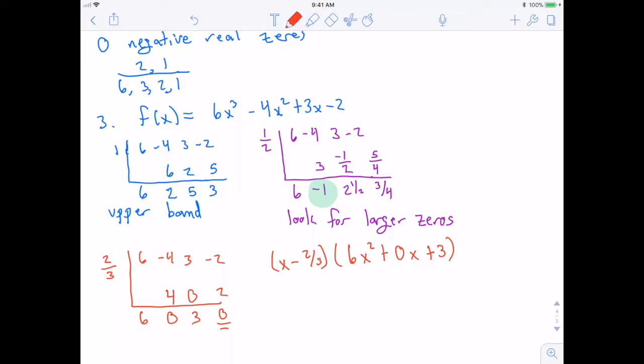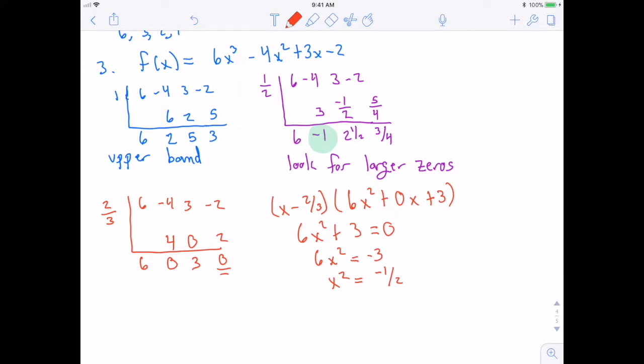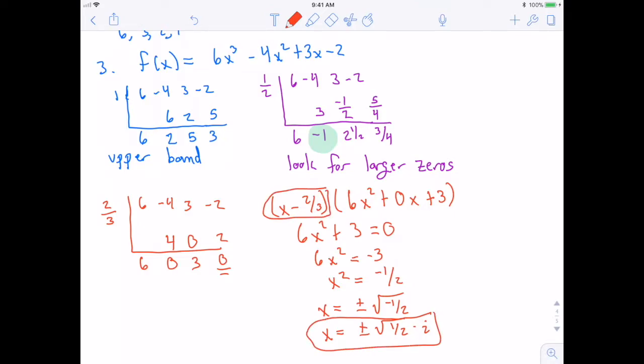If we wanted to find the other two zeros, we could simply set 6x squared plus 3 equals 0. And then we'd get 6x squared is equal to -3. X squared is equal to -1/2. And x is equal to plus or minus the square root of -1/2. Or x is equal to plus or minus the square root of 1/2 times our imaginary number I. And then we have our three zeros right here. 2/3, square root of 1/2 I, and negative square root of 1/2 I.